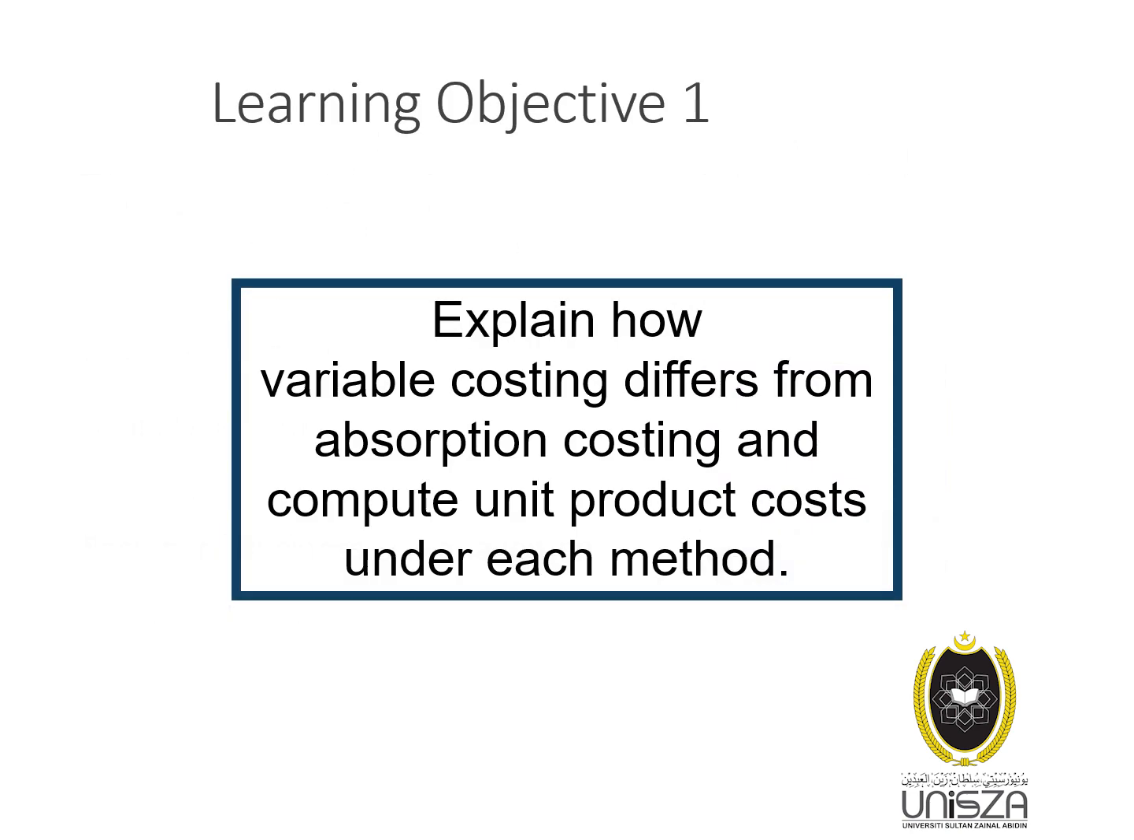So we're going to look at the first learning objective. You must know how to explain how variable costing differs from absorption costing and compute unit product cost under each method. There are two names that we can use, either marginal costing or variable costing.